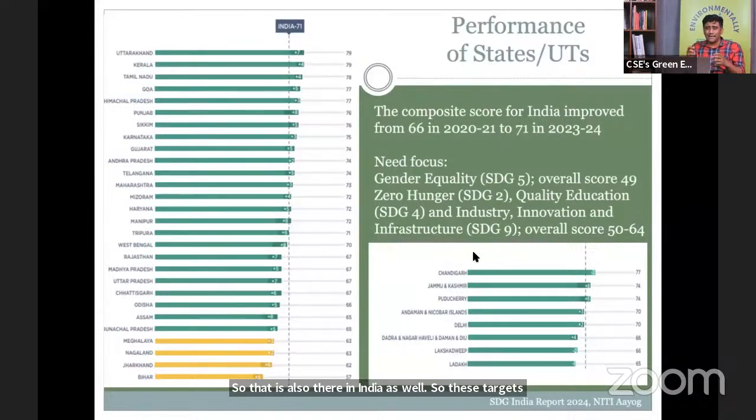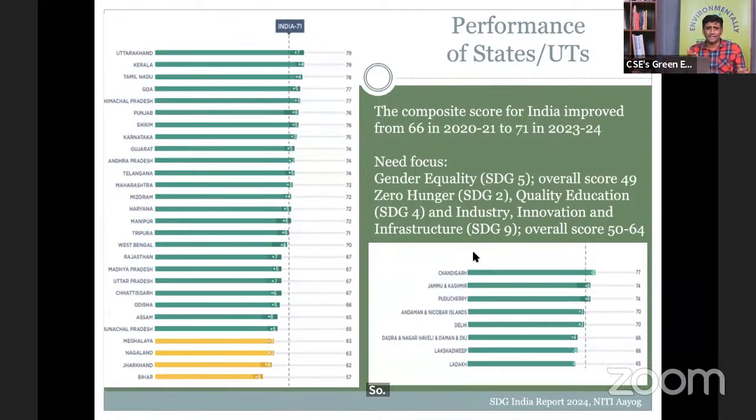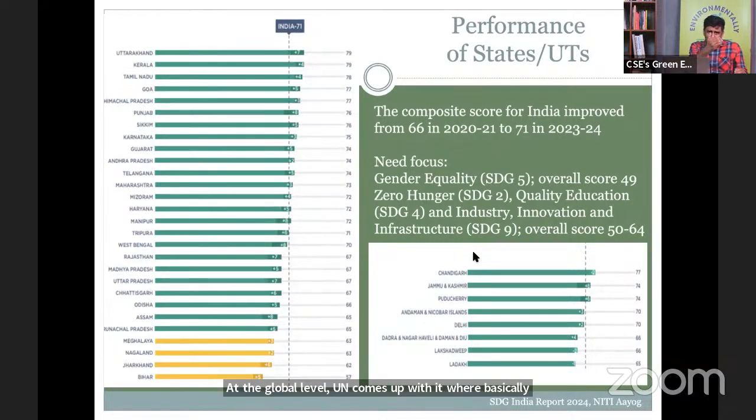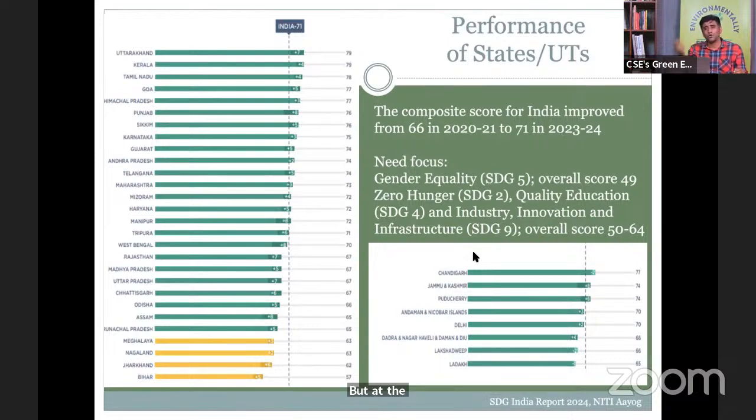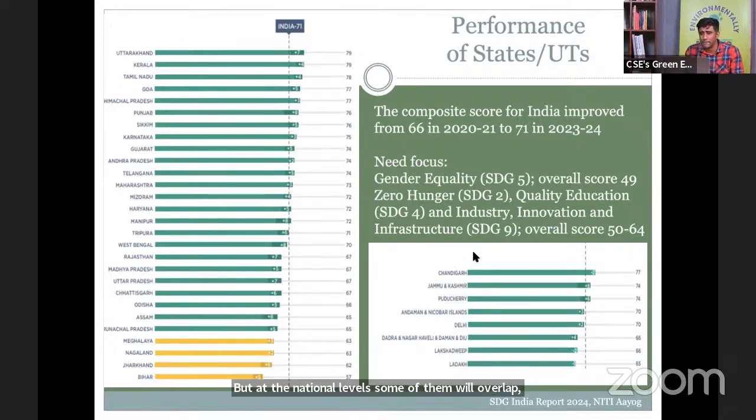So if I want to understand the progress made in gender equality, or health for that matter, we can look at MMR, which is maternal mortality rate, which is there in most cases. Some places also look at IMR along with it, which is infant mortality rate. So these keep on changing. At the global level, the UN comes up with it, where they have a consultation and a group. But at the national levels, some of them will overlap, but a few might not. So that is basically what it is.